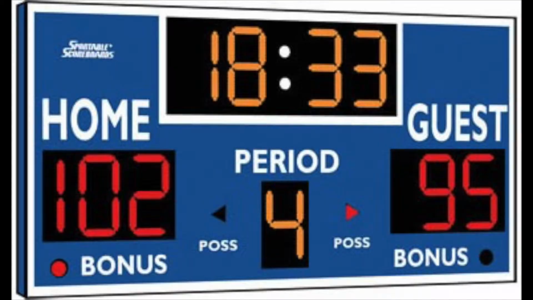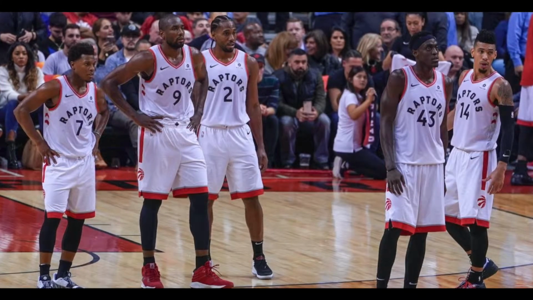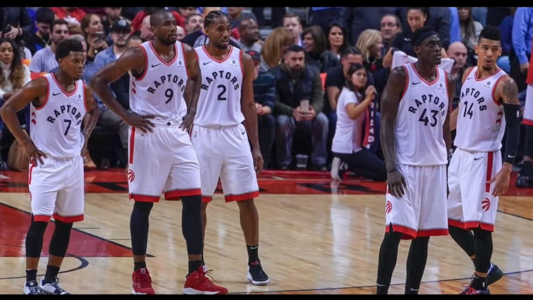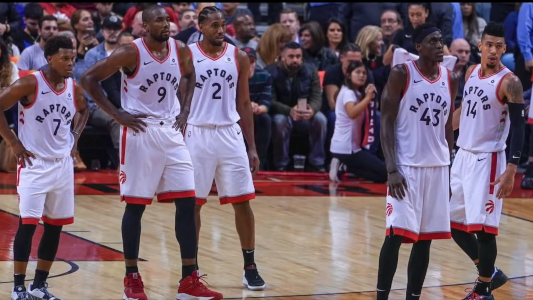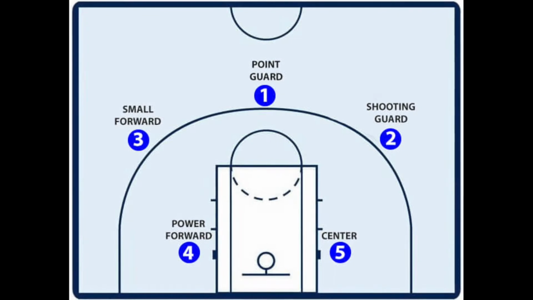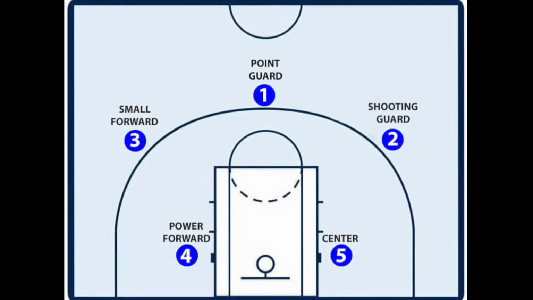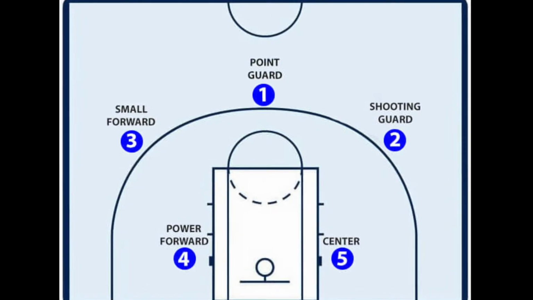The game is split up into 4 12-minute quarters, and between the second and third quarter, there's a 15-minute break. Each team consists of 12 players with only 5 people allowed on the court at a time. The 5 different positions are point guard, shooting guard, center, small forward, and power forward.